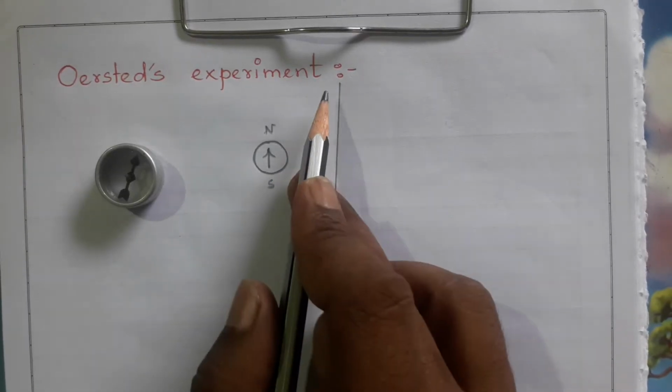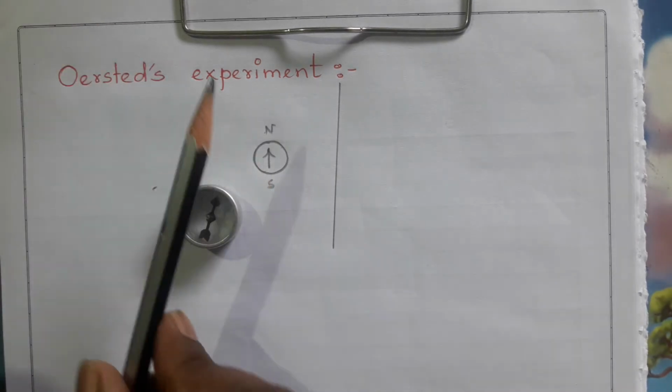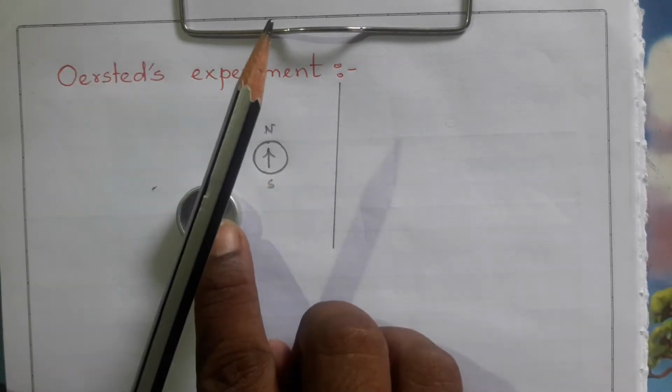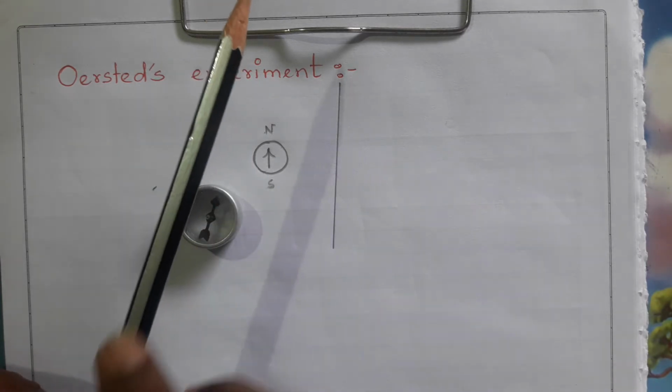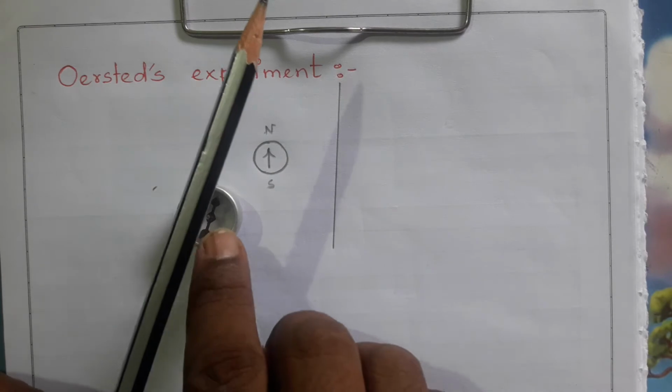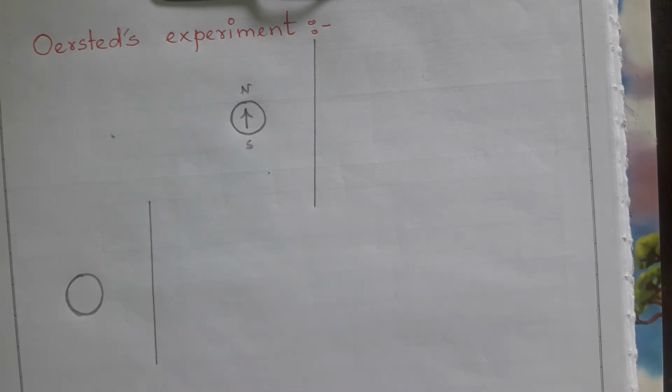You know this. Now take a wire which is parallel to the needle and just above the needle. This is the needle and this is the wire. Suppose the wire is above the needle, so it is also directed north-south because the wire and the needle are parallel. Now Oersted observed an interesting phenomenon.